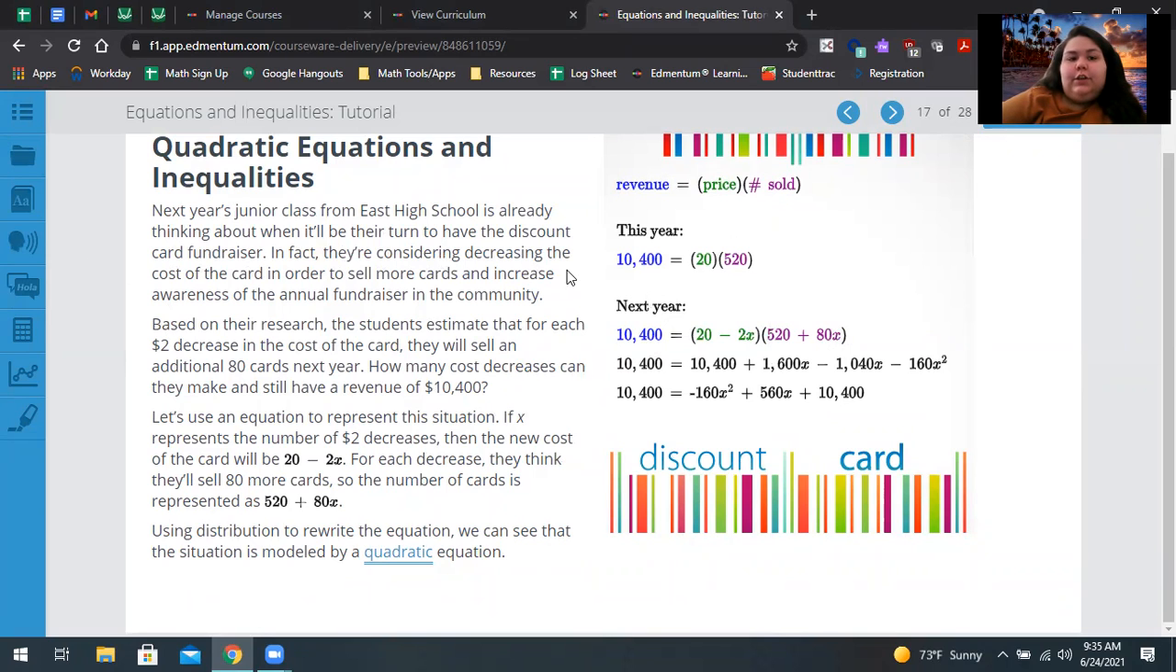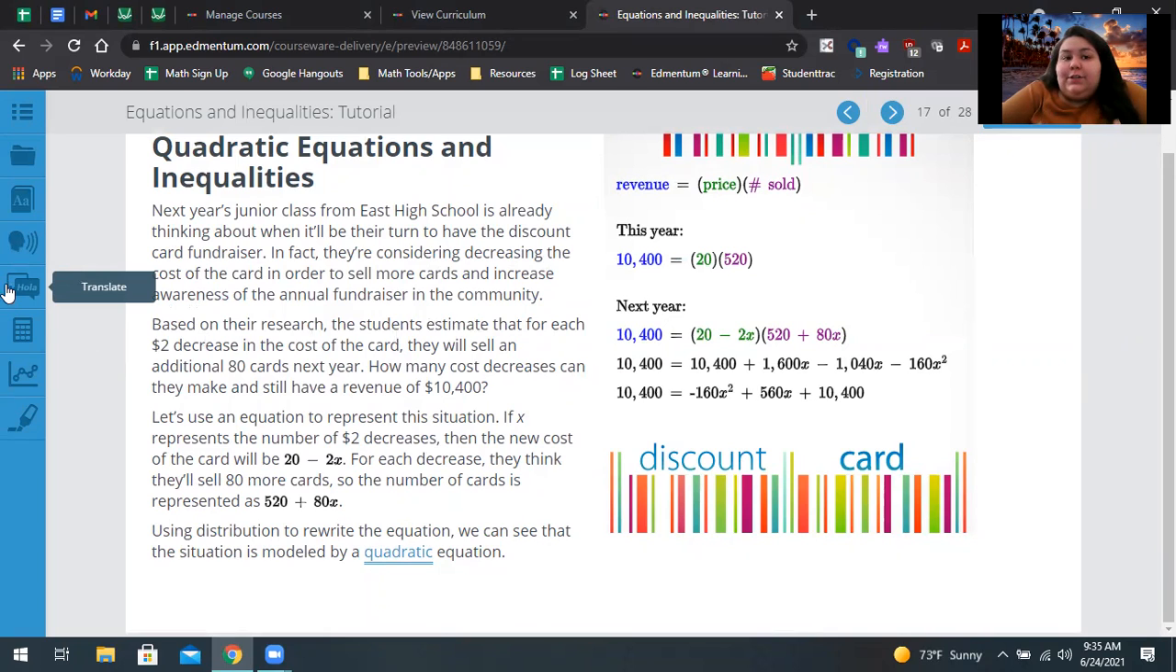In fact, they're considering decreasing the cost of the card in order to sell more cards and increase the awareness of an annual fundraiser in the community. So if you think about it, you've got to think of all this as if you're running your own business.